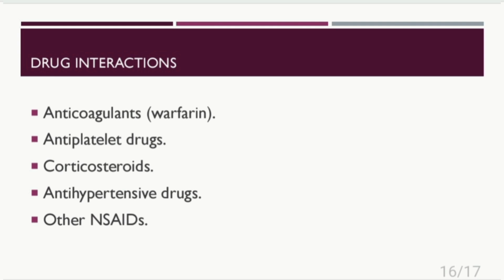Here I forgot to mention one most important use of NSAIDs, that is they are used in the closure of patent ductus arteriosus, which is stimulated by the administration of prostaglandin synthesis inhibitors like indomethacin or aspirin, which is effective in premature infants. Indomethacin at a dose of 0.1 milligram per kg body weight is administered orally at 8-hour intervals.